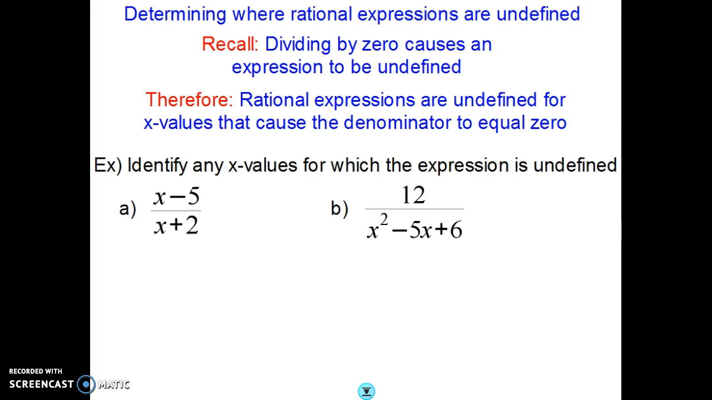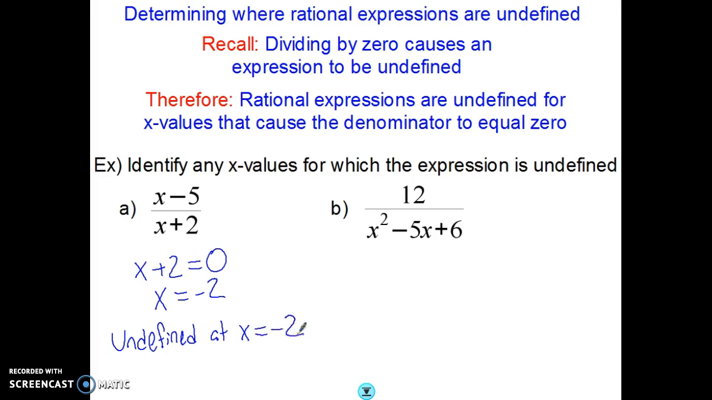So in example A here, if we want to find the x values that make this thing undefined, we just have to take our denominator, x plus 2, and set it equal to 0. And if we solve this, we get x equals -2, which means that this is undefined at x equals -2. Or in other words, if we want to work with this rational expression, x can't be -2.